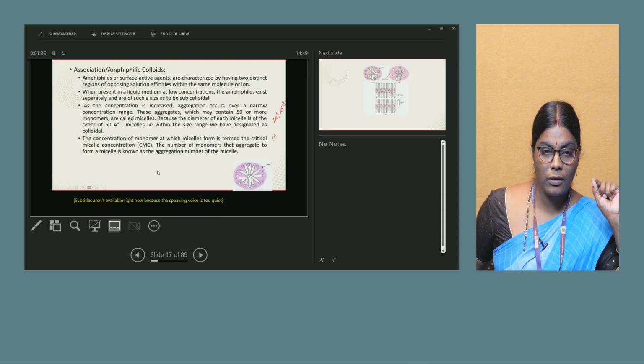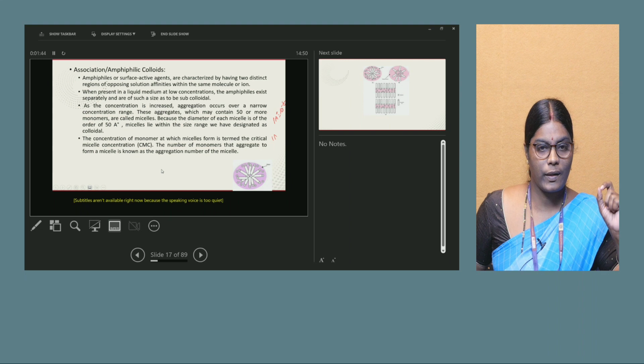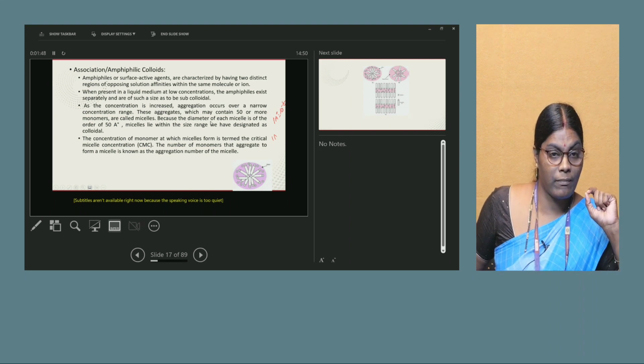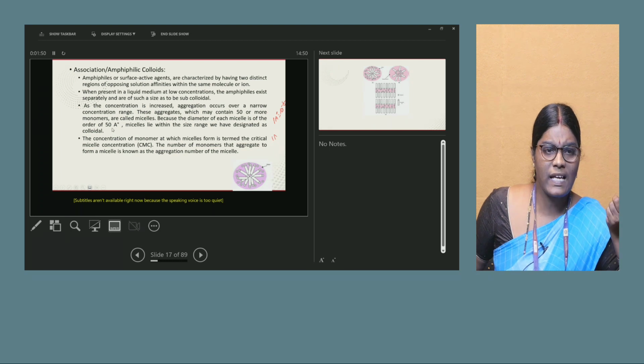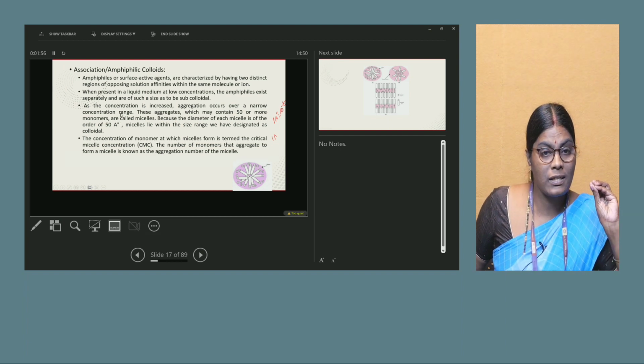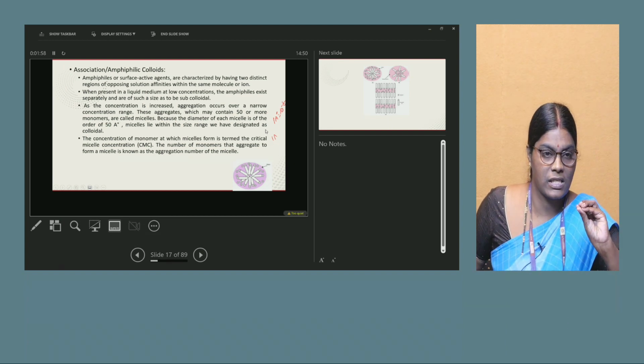1 nanometer means 10 power minus 9 meters. 1 angstrom means 10 power minus 10 meters. Means angstrom unit is very less when compared to the nanometers. Means the micellar structure is 50 angstroms. Angstrom units means the particle size range is angstrom units. Means it is not lying under the nanometer size range also.